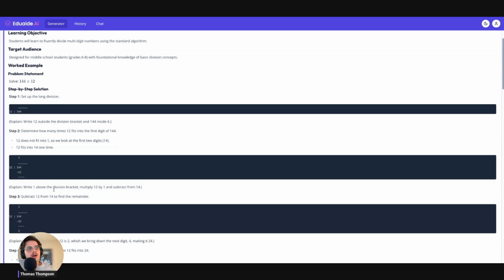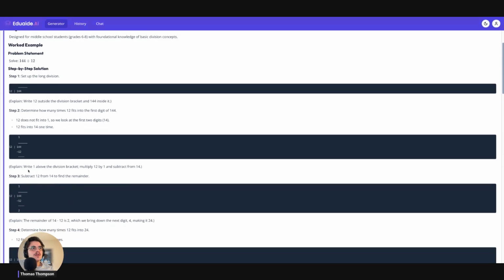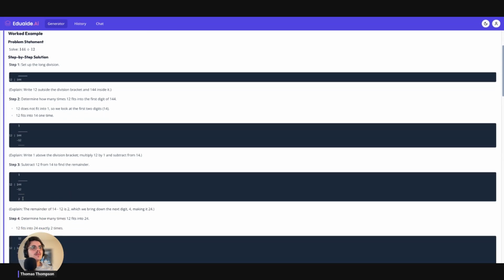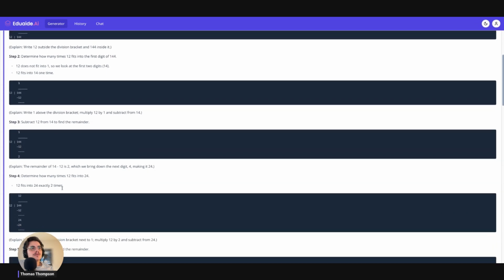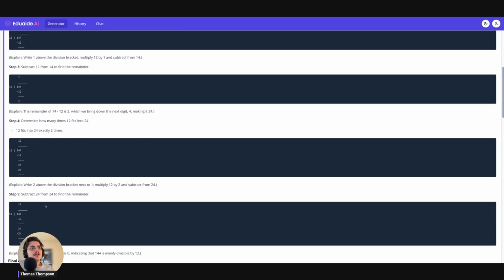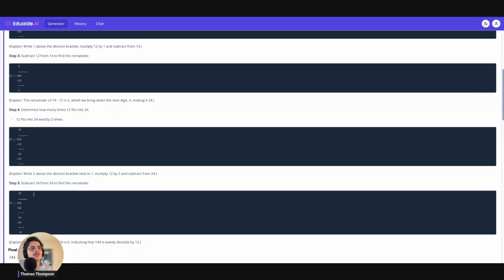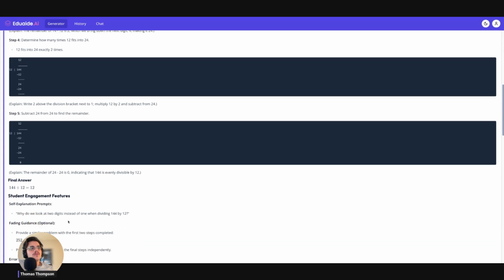We explain that we write 1 above the division bracket, we multiply 12 by 1 and subtract from 14. Subtract 12 from 14 to find the remainder is step 3 here. Step 4, determine how many times 12 fits into 24. We write 2 above the division bracket next to 1, multiply 12 by 2, and subtract from 24. Subtract 24 from 24, find the remainder. The remainder is 0, and this indicates that 144 is evenly divisible by 12.